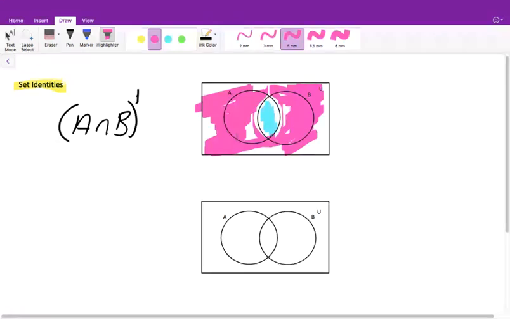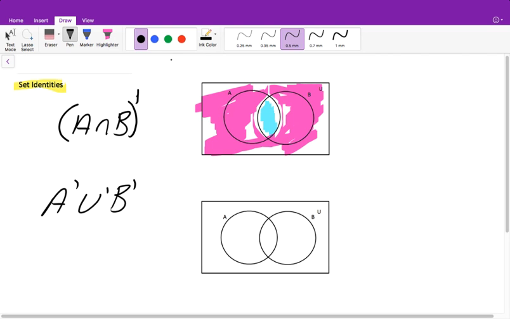All right? Now the next one we're going to do is A complement union B complement. So first I'm going to color this in with yellow, and I'll do the A complement first. So here's the A complement, all of the yellow. And then next I'll do the blue for B complement. So here's the B complement, all outside of our B. So it'll be here, everything outside of our B.